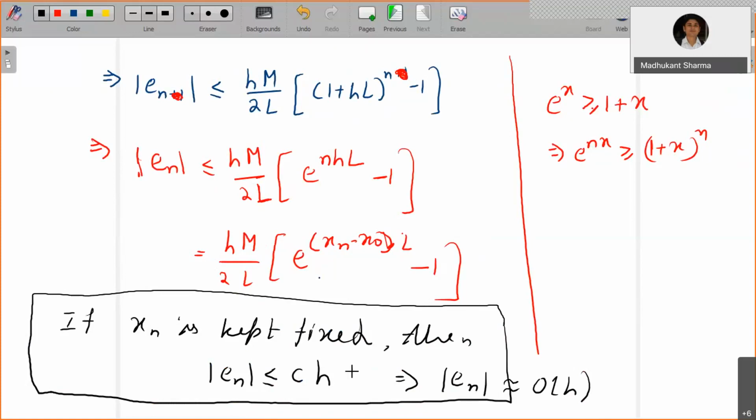Now suppose the desired accuracy is 10 to the power minus 6. If you bound the error by less than 10 to the power minus 6, then you think how small h is required. Definitely you require an improved method, which has a higher order of convergence.